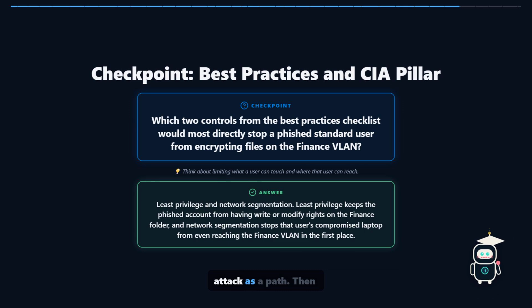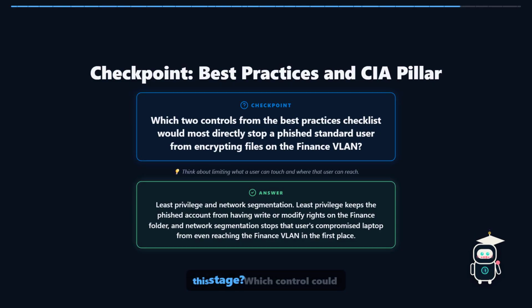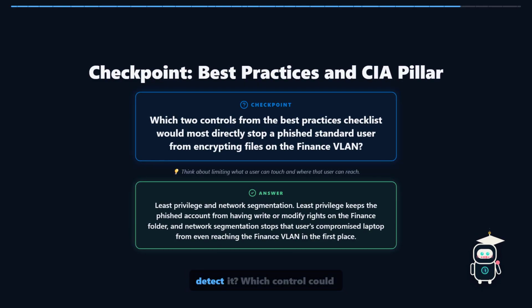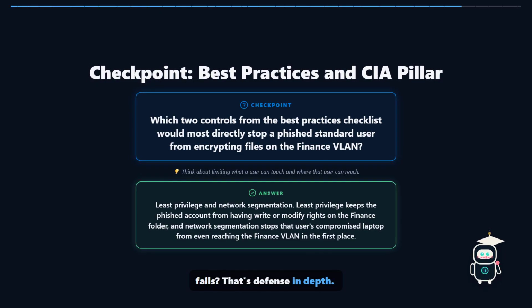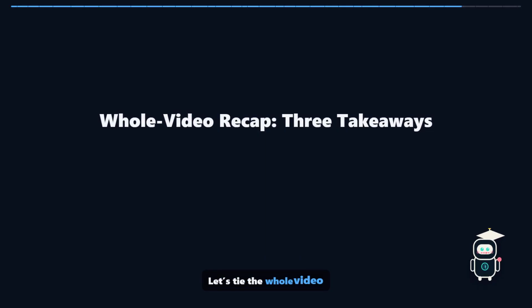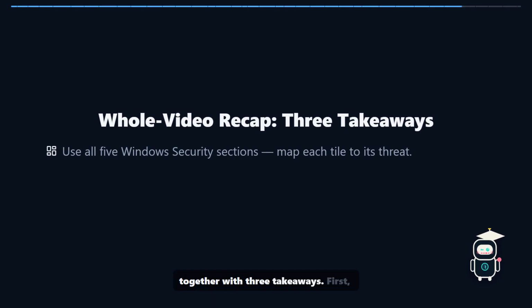Think about the attack as a path. Then ask, which control could prevent this stage? Which control could detect it? Which control could contain it? And which control helps us recover if prevention fails? That's defense in depth. Let's tie the whole video together with 3 takeaways.